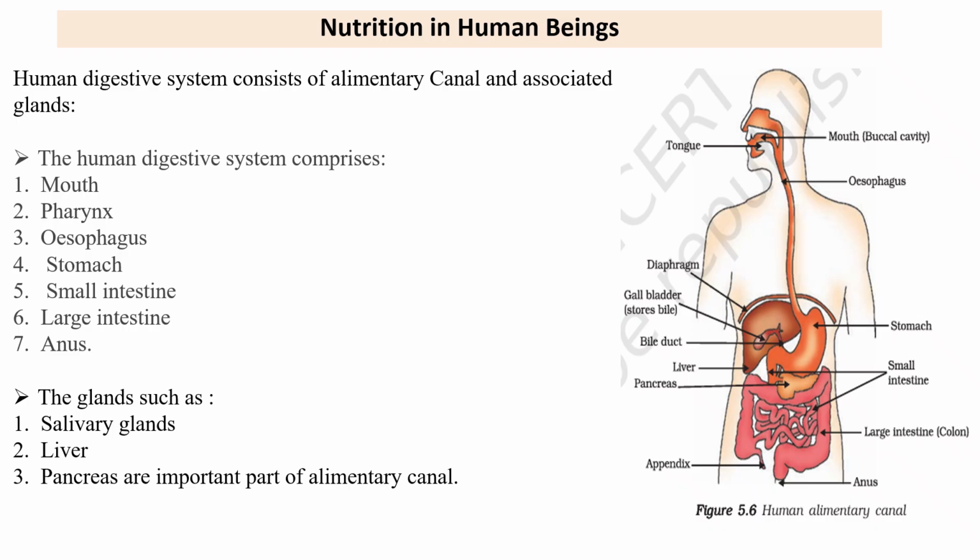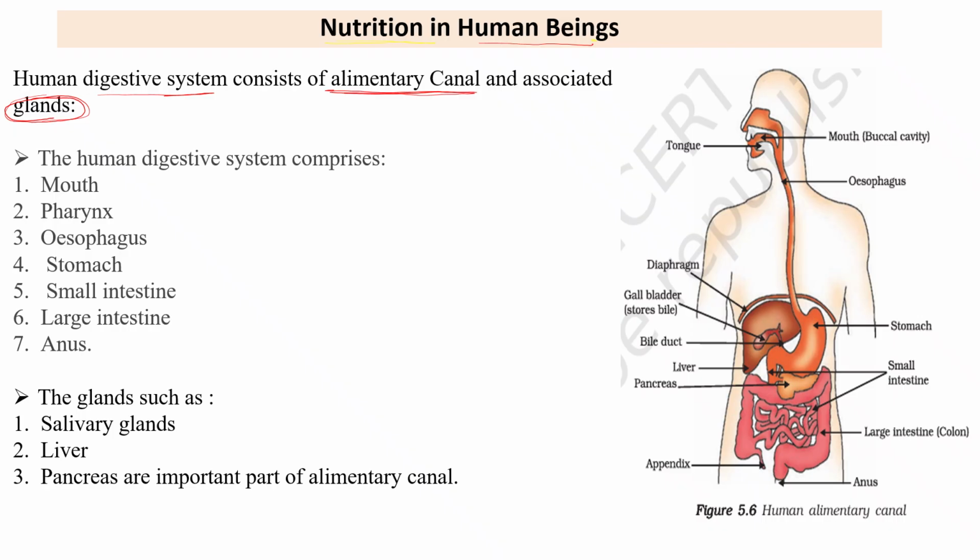Now we will discuss nutrition in human beings. The digestive system in human beings consists of the alimentary canal and associated glands. Associated glands aid in digestion.